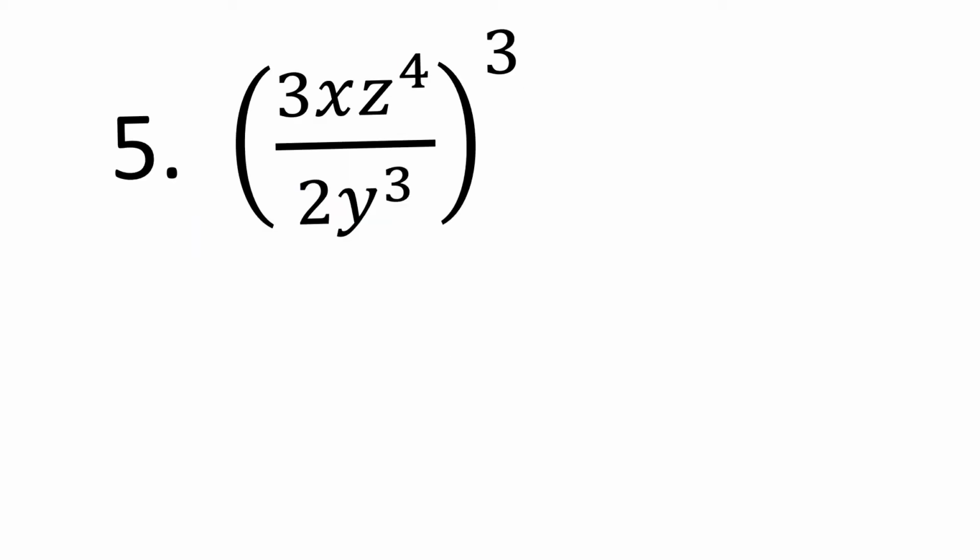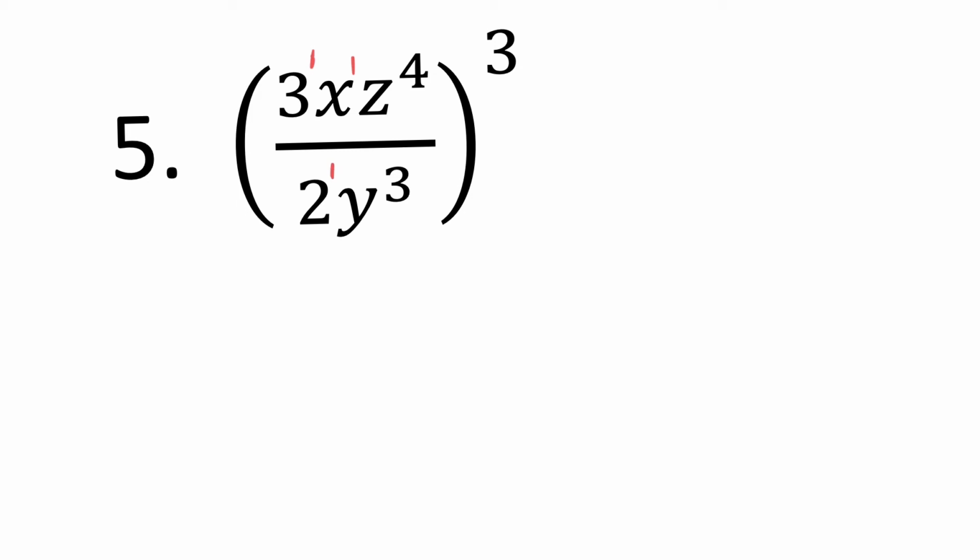So number 5, we have a fraction inside of the parentheses, and we are going to raise all of that fraction to the 3rd power. So we have an exponent of 3. First, the numbers and the variables inside of the parentheses. Even though they don't have an exponent, remember, they do have an invisible 1. So I know that 3 has an invisible 1, x has an invisible 1 exponent. The z has a 4, and on the bottom, the denominator, 2 has an exponent of 1, and the y has an exponent of 3.